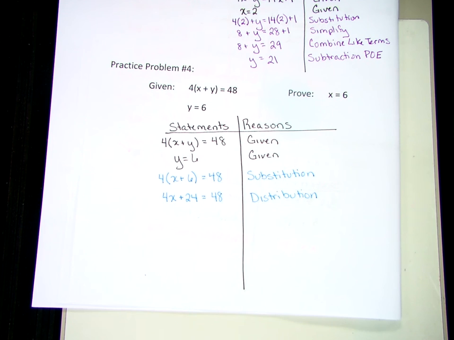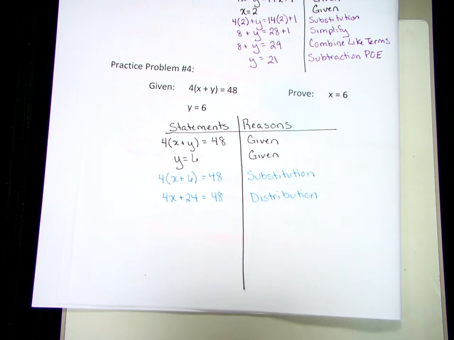Could I have used division property of equality there? Yes. What would I have divided both sides by? 4. And then I'd have just had x plus 6 equals 48 divided by 4, 12.